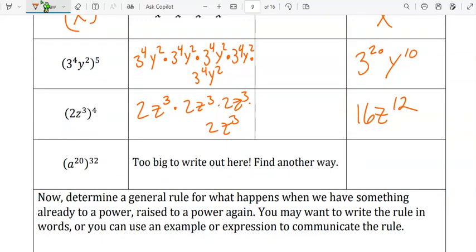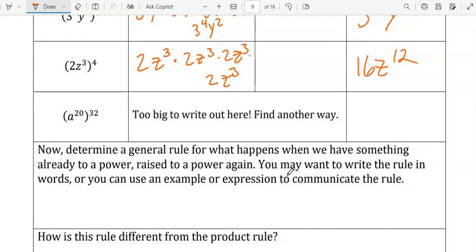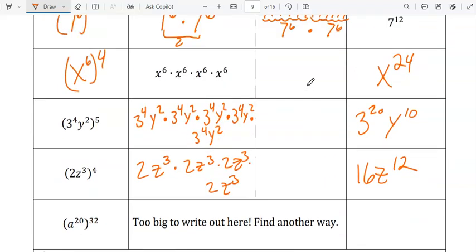A to the 20th to the 32nd power, that is really large, so you'd want to use the formula for this one and then write the answer there in this box. Now determine a general rule for what happens when you have something already to a power, raised to a power again. You may want to write the rule in words, or you can use an example or expression to communicate the rule. Pause the video and finish filling in these boxes.